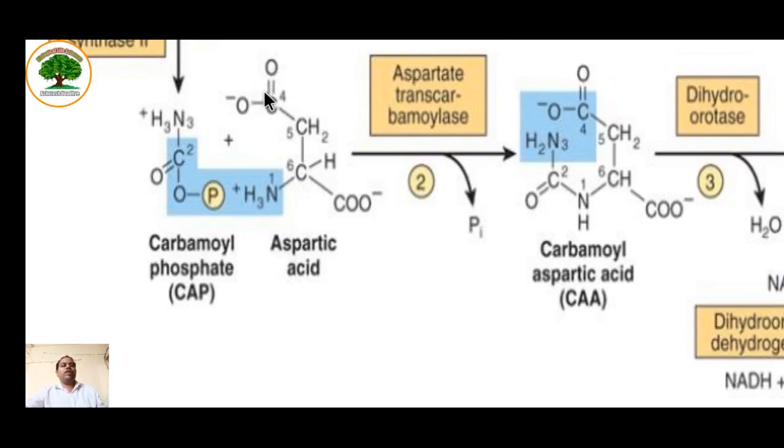This is the structure of aspartic acid here. You can see 2 carboxyl groups and 1 amino group here. This is attached to carbamoyl phosphate by the enzyme aspartate transcarbamylase. Using this enzyme, carbamoyl aspartic acid is formed, that is CAA. You can see a partial structure of pyrimidine is formed here.